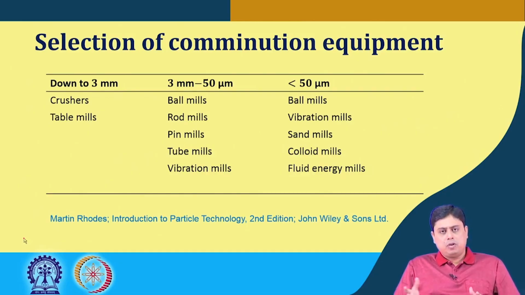Again, when we go near about 50 micron or lesser, we can still use ball mills. As I mentioned, they can handle a wide range of particle sizes. We can use vibration mills, which we discussed while discussing the ball mills. There can be sand mills, colloid mills, fluid energy mills. These are the ultra fine grinding equipments.